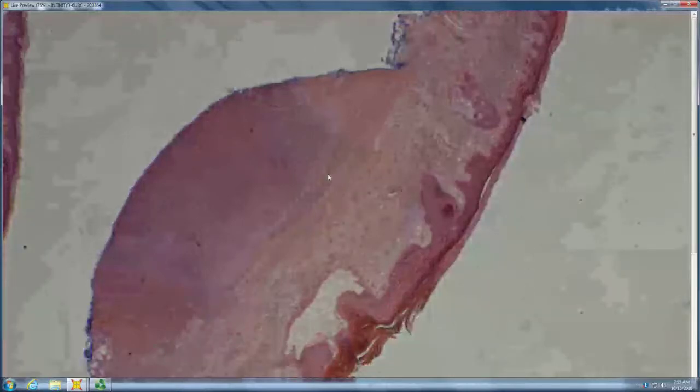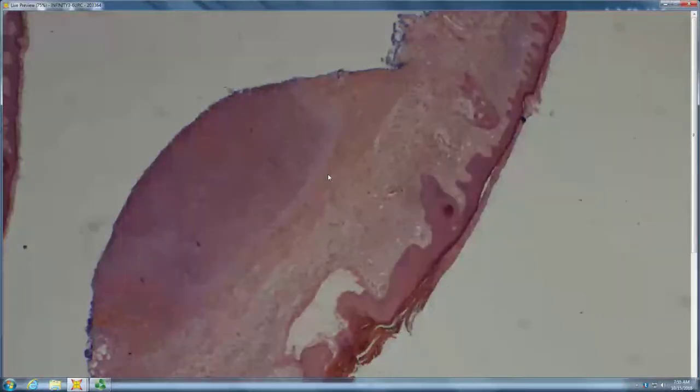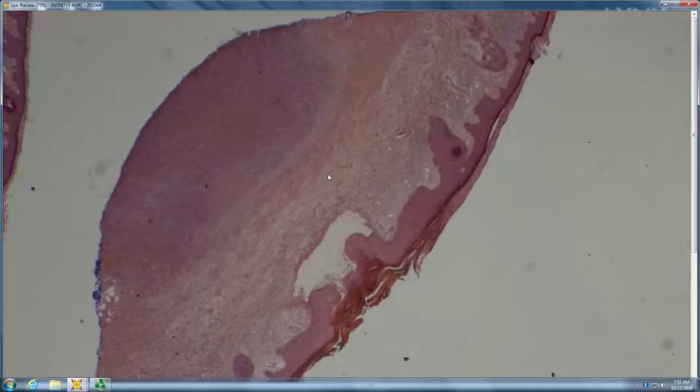Oh, it's a biopsy from the ear. It's a biopsy from the ear, and it is? And then there is a CNH. Yeah, chondrodermatitis nodularis chronica helicis.